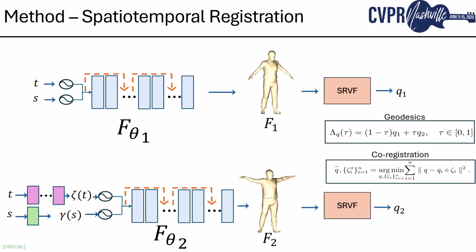Similarly, the 4D mean, also called Karcher mean, of a set of 4D surfaces is a 4D surface that is the closest to all the input 4D surfaces after their spatiotemporal co-registration.